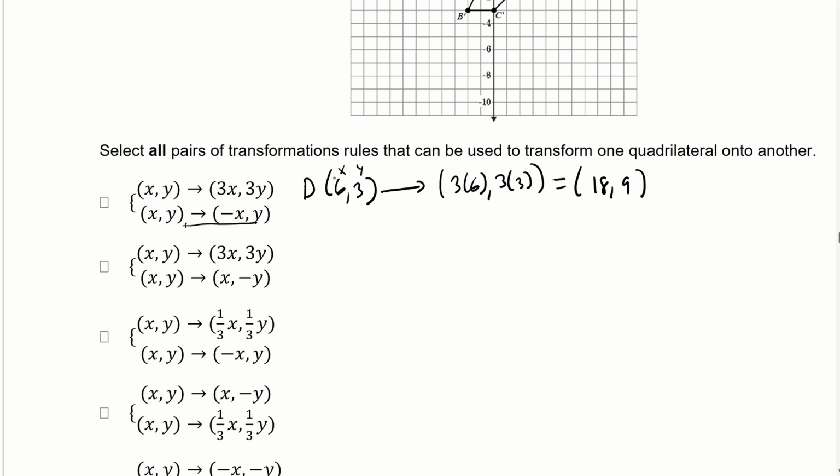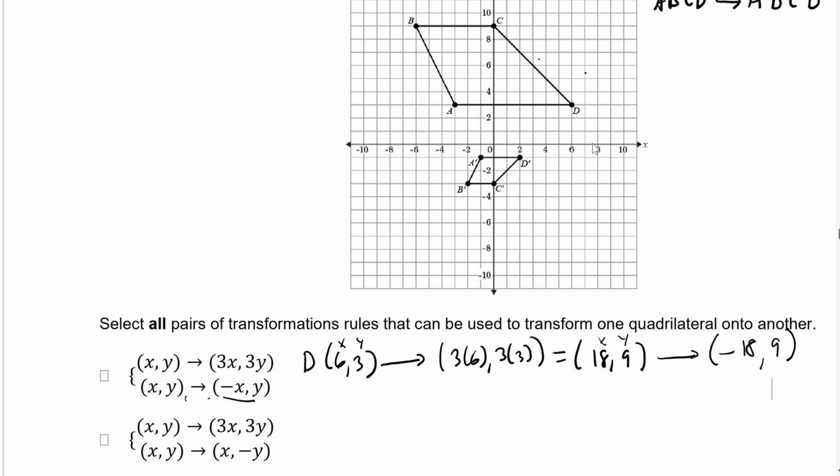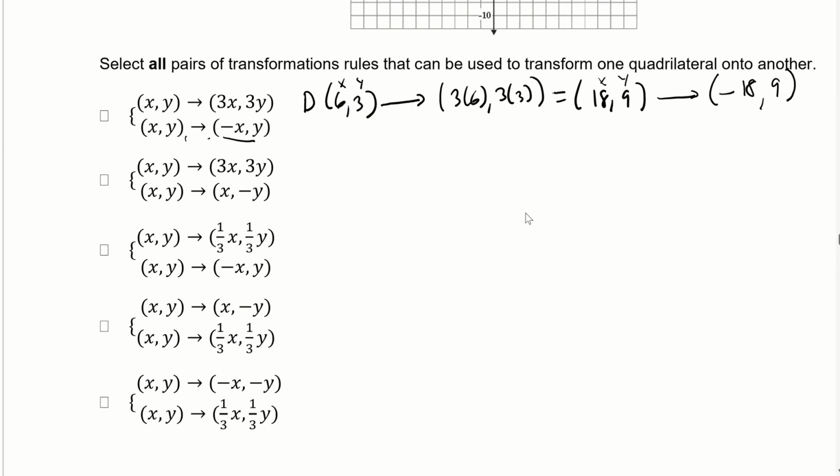Then we apply the second transformation rule, which maps to (negative x, y). Now this is my new x and this is my new y, so we just negate x. So negative 18 for negative x, and then y, so that's (negative 18, 9). Now this is not equal to D prime, because D prime is (negative 2, negative 1), whereas this is (6, 3). So that means this cannot be the transformation.